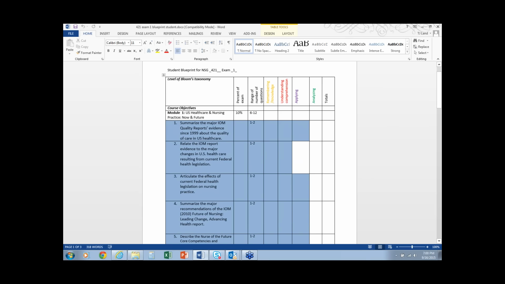So now I'm going to look at the second objective here. The second objective says you need to relate the IOM report evidence to the major changes in the U.S. healthcare resulting from current federal health legislation. Really and truly what that means is that you just need to be able to look at the federal legislation, which is actually our Affordable Care Act, and be able to explain how the Affordable Care Act affects nursing practice. And it's changed nursing practice significantly.